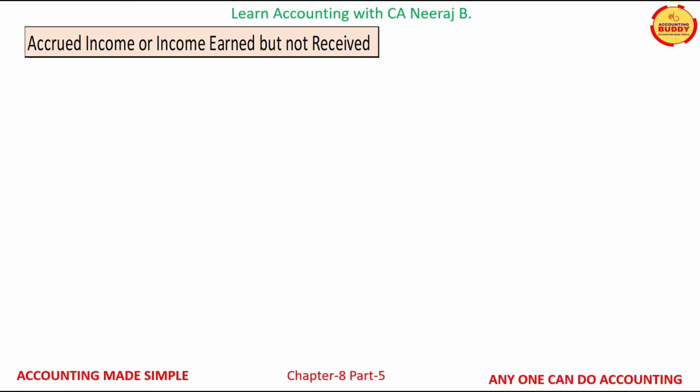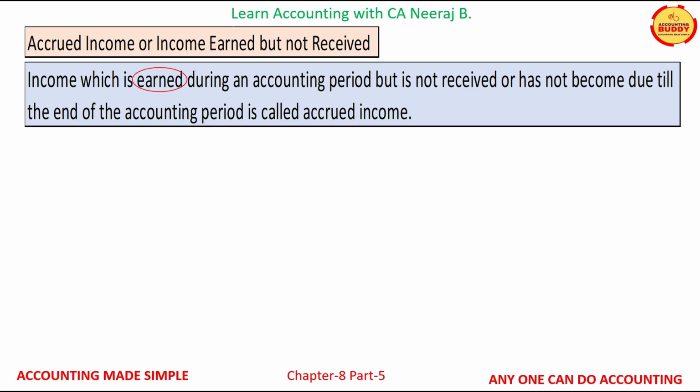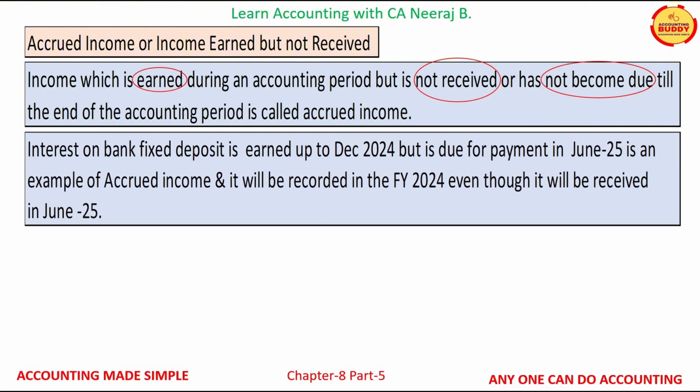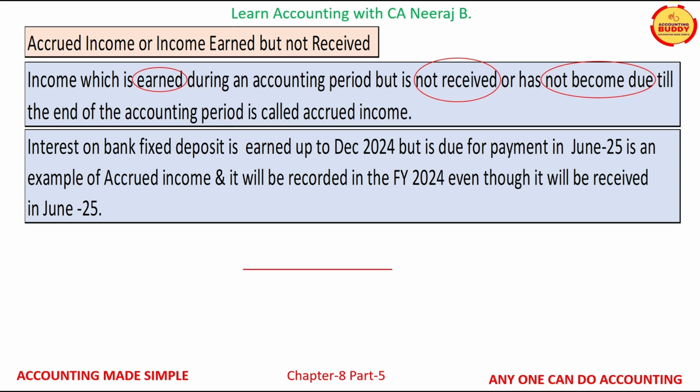Accrued income or income earned but not received is another adjustment journal entry which is passed. Income which is earned during the accounting period but is not received or has not become due till the end of the accounting period is called the accrued income. Interest on bank fixed deposit is earned up to December 24, but it is due for payment in June 25 is an example of accrued income. It will be recorded in the financial year 2024 even though it will be received in June 25.